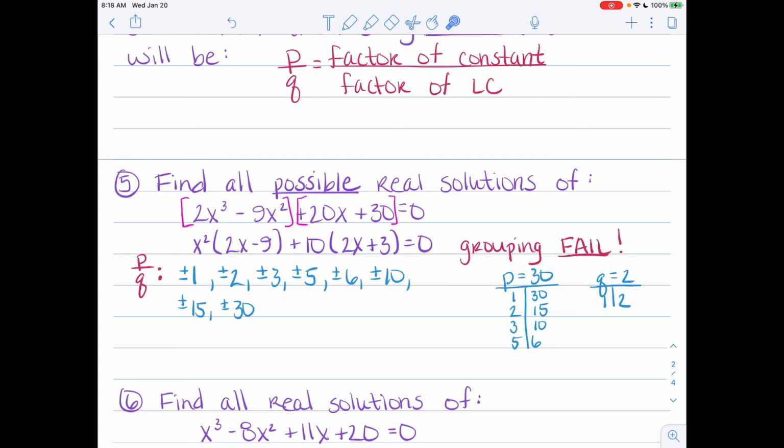But now I have an entire another set of p values divided by the q value of 2. So let's do that. So I'm going to say plus and minus 1/2, plus and minus 2 over 2, plus and minus 3 over 2, 5 over 2, 6 over 2, plus and minus 10 over 2, plus and minus 15 over 2. Yes, this is getting tedious. And plus or minus 30 over 2. Now this looks like a lot, and it is.